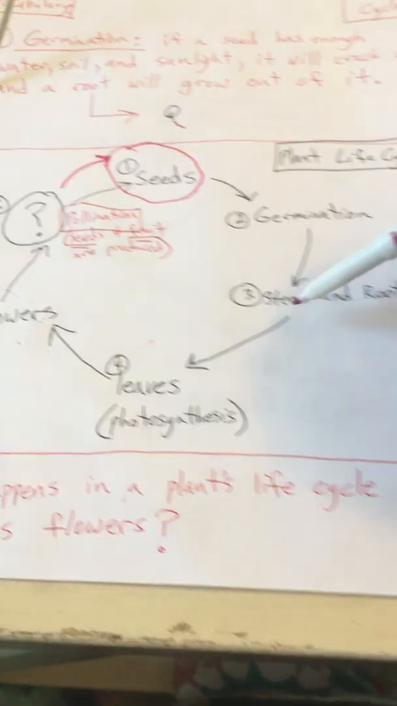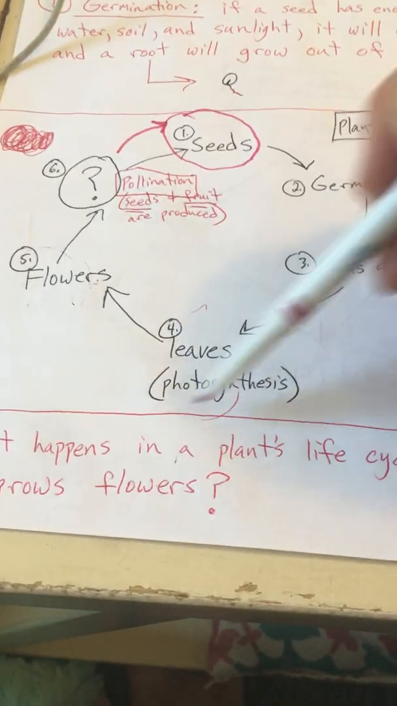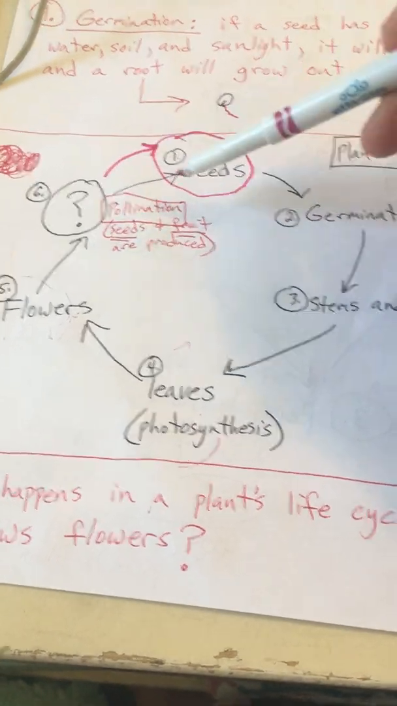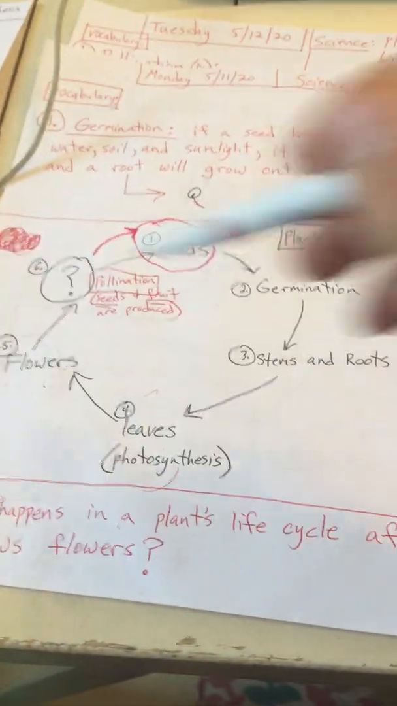Then those seeds will germinate, stems and roots will grow, leaves will grow, photosynthesis will happen, then flowers will grow, and again, seeds and fruit will be produced, and then we'll end up with more seeds, and the cycle will continue.